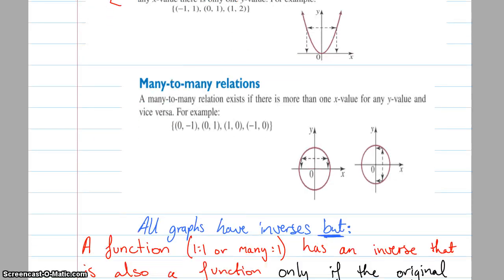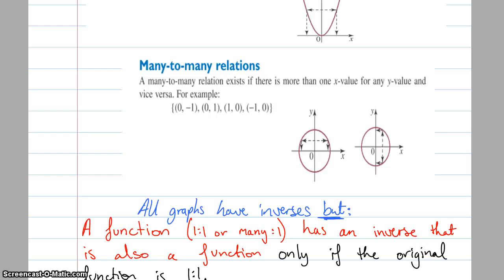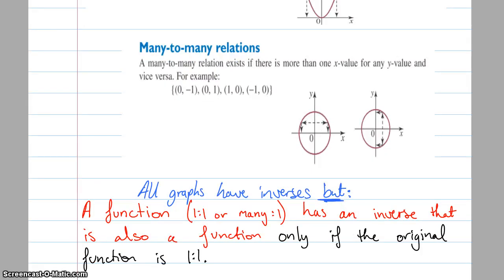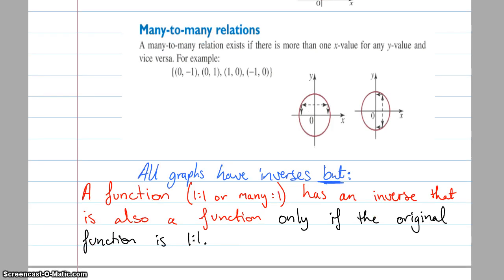All graphs, whether they're functions or relations, have inverses. But a function, one-to-one or many-to-one, has an inverse that is also a function only if the original function is one-to-one. I know that might be a bit of a mouthful, but another way of putting that is to say that for the inverse graph to be a function, the original graph has to be a one-to-one function.